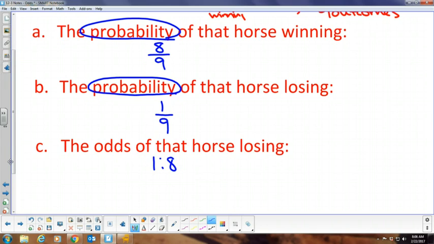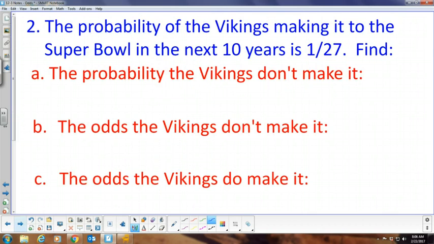So now the second one, we're going to start with probability. This one, some of you will really appreciate. The probability of the Vikings making it to the Super Bowl in the next 10 years is 1/27th. That's probably higher than it is, right? Yeah. You could argue those stats. And we made these up. We're just practicing. I have no idea what the probability really is.